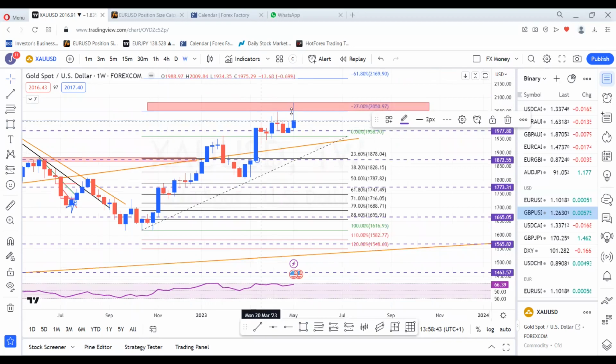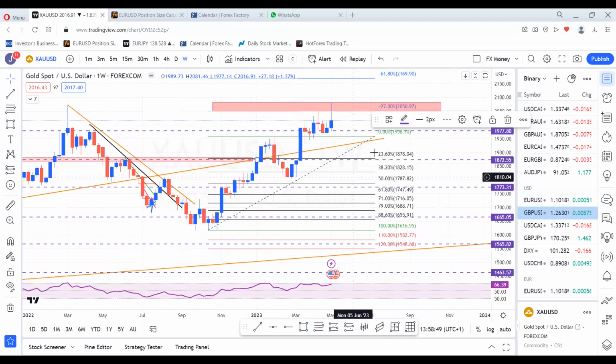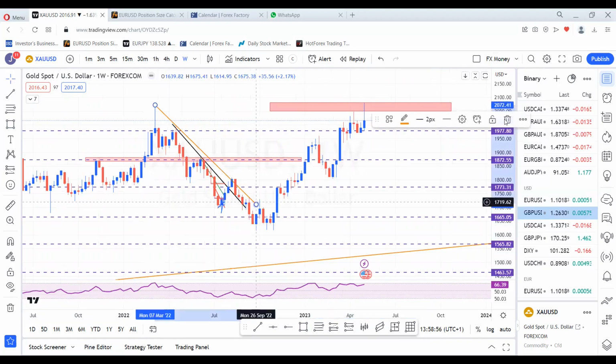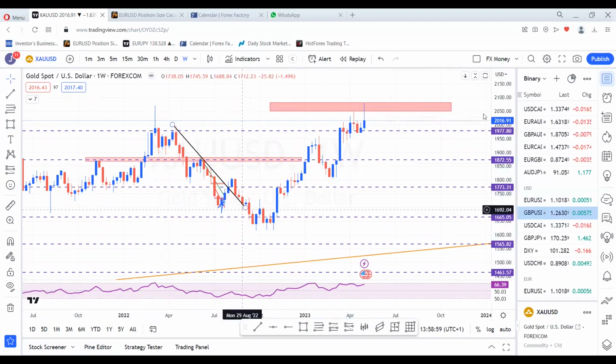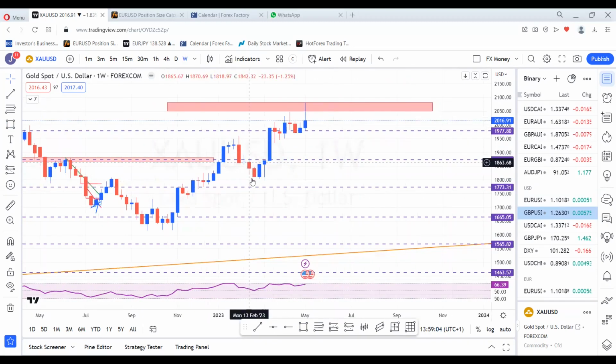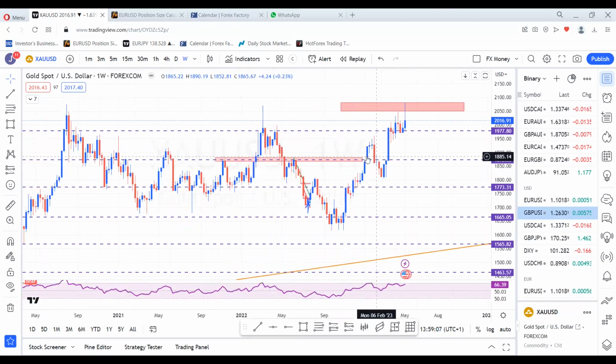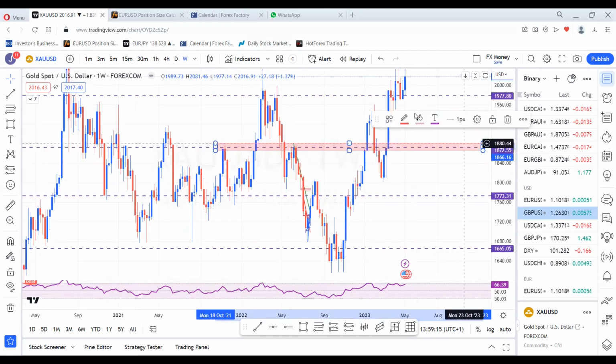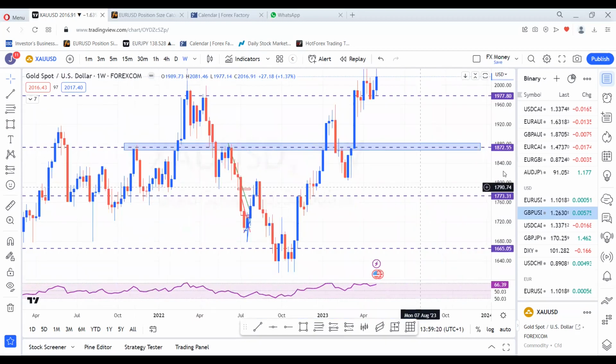Okay, so from the weekly, this is what confirmed this zone as a resistance zone. So let's continue. I'm going to remove this so we have a clear picture. Okay, so we have a valid resistance zone here as well, but now it can act as a support, so let's keep that in mind. I'll change the color.